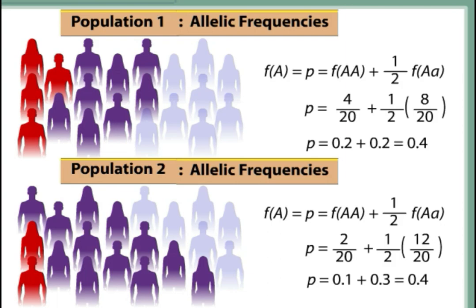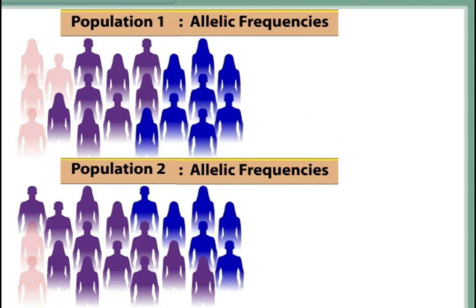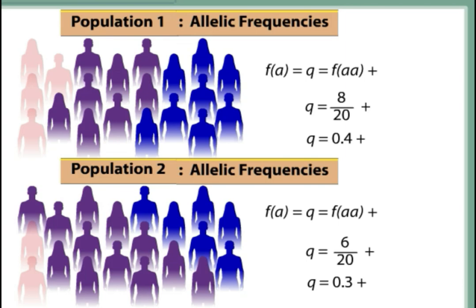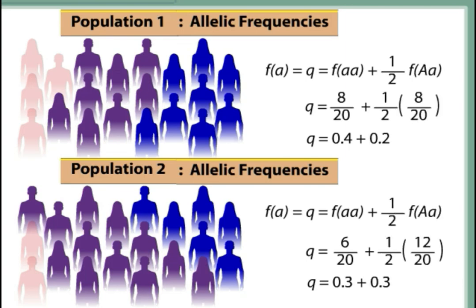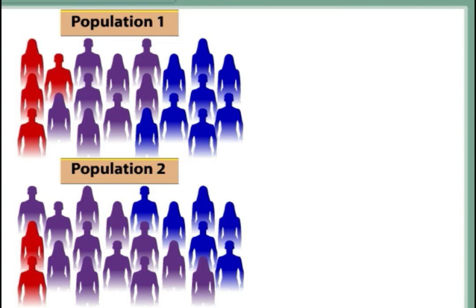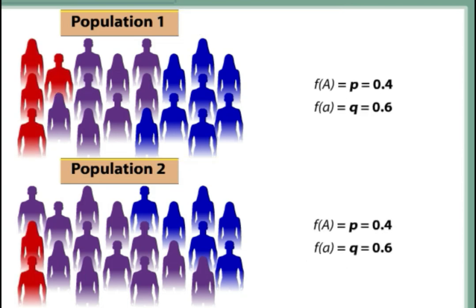The allelic frequency of little a is represented by the variable Q. This variable is equivalent to 1 minus P, but Q can also be obtained by adding the frequency of little a homozygotes in a population to half the frequency of heterozygotes. In both populations, Q is equal to 0.6. In contrast with the genotypic frequencies of population 1 and population 2, the allelic frequencies are identical.